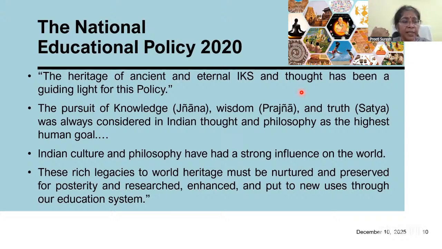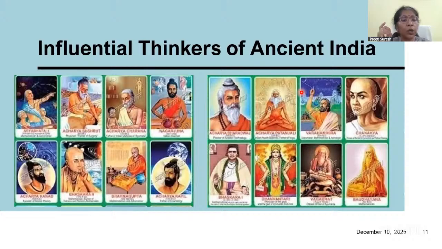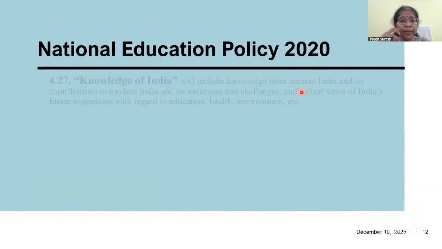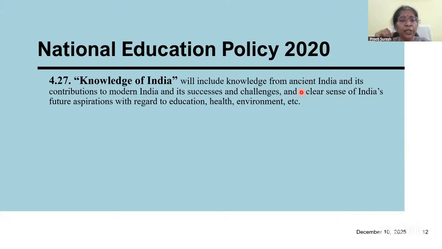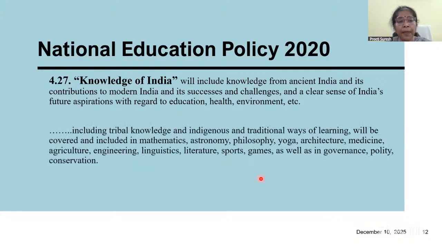If we look back, we see that there have been a number of influential thinkers in ancient India, whether we talk about Aryabhatta or Sushruta or Nagarjuna or Varahamihira, Charaka or Vagbhata. There are a number of such scholars and thinkers whose impact on our knowledge cannot be contested. And when the NEP talks about knowledge of India, it includes the knowledge from ancient India and its contributions to modern India. What are its successes and challenges? We also have to see what implications or contributions they can make in education, health, environment, or other such areas. And when we are talking about ancient Indian traditions, this also includes tribal knowledge.